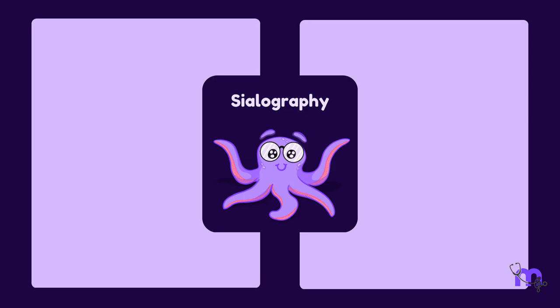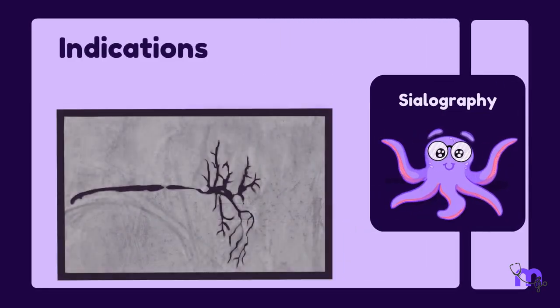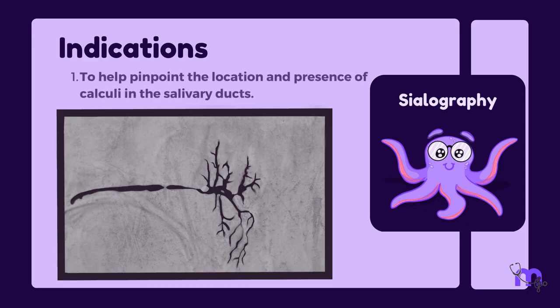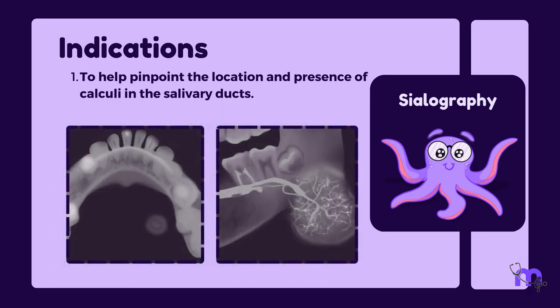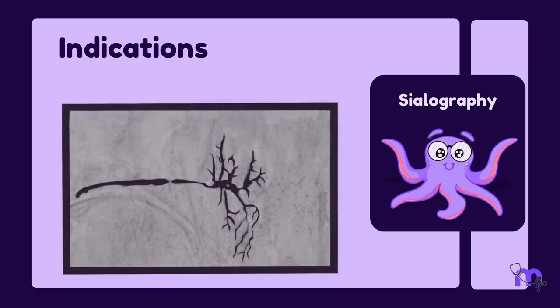Before we proceed, let us understand the common reasons why sialography is indicated and situations where it is contraindicated. Sialography becomes a valuable tool in various situations, such as to help pinpoint the location and presence of calculi in the salivary ducts. These can be either visible as radio-opaque or radiolucent structures. Another indication is to assess gland damage.